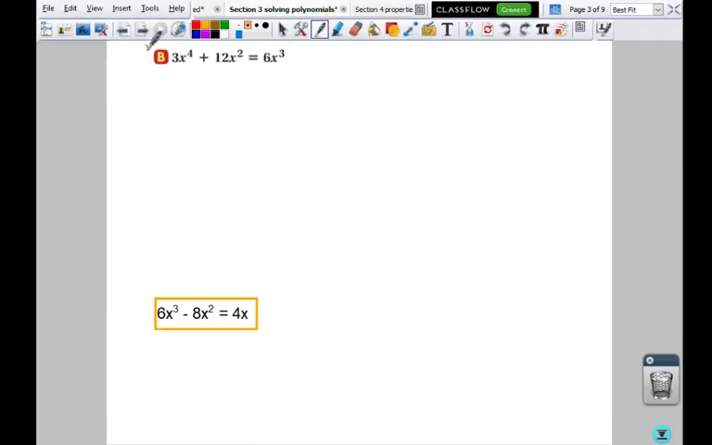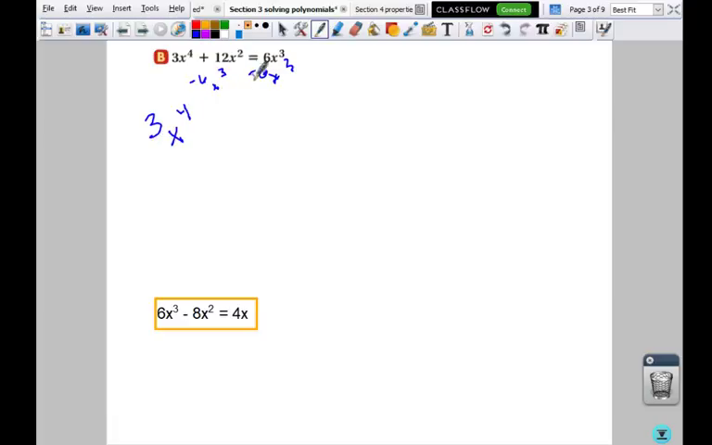Alright, so we're going to look at part B right here, and we are going to solve this. So, Alyssa, what's the first thing we need to do? We talked about it on the last slide. What's the first thing? Subtract 6. Yeah, minus 6. Yep, we're going to minus the 6x to the third on both sides, make it equal 0. Okay. And I'm going to have 3x to the 4.